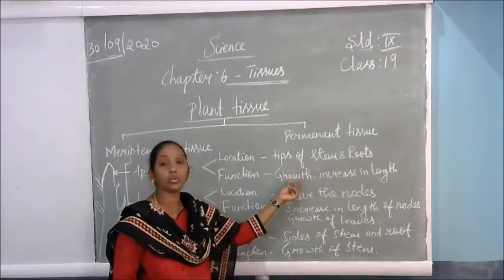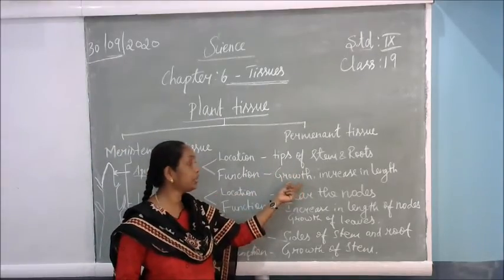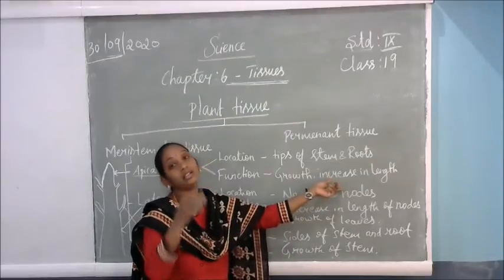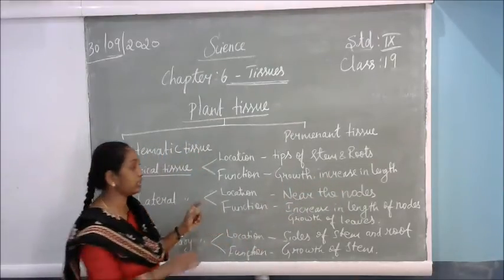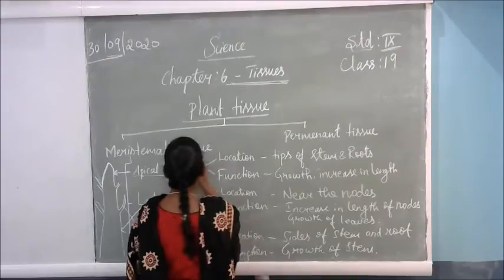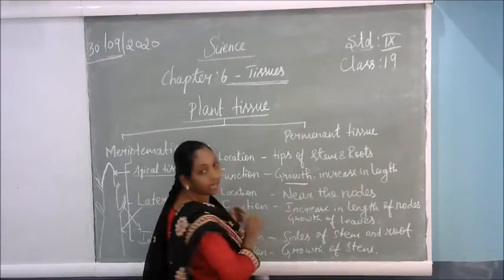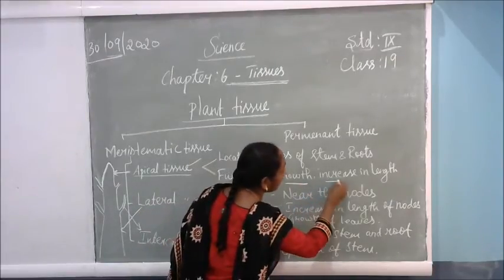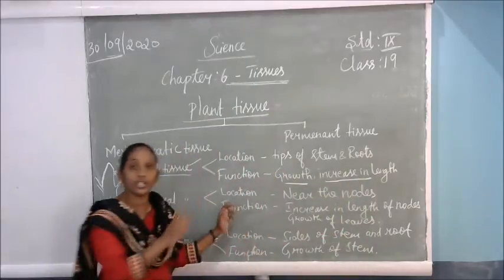It helps the plant to grow, and it helps increase the length of the plant. So there are two functions for the apical tissue: growth of the plant, and it helps to increase the length of the plant.